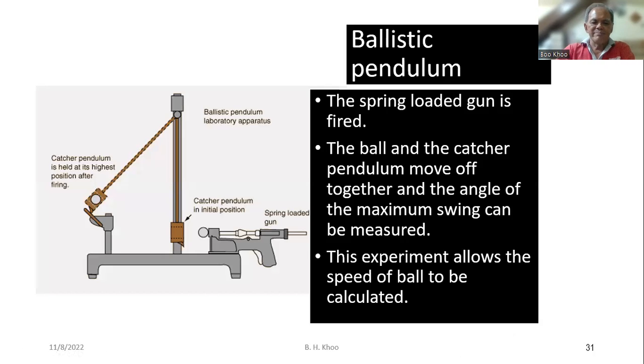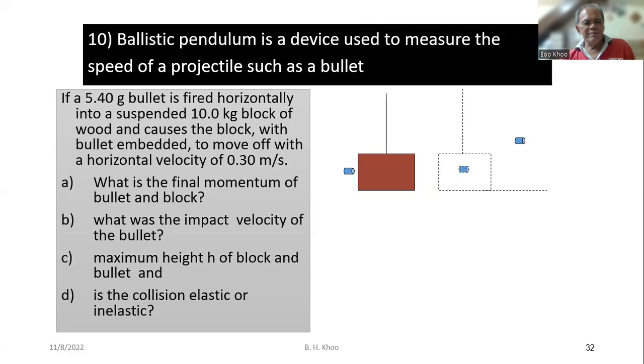Okay, that's a ballistic pendulum. That's the ball, and that's the catcher. The pendulum is initially at rest. You load the gun, compress the spring, and then you fire the gun. The ball will hit the catcher, and the catcher will swing to a height, and you can measure the angle from there. It's the ballistic pendulum, used to measure the speed of the ball. Okay, have a go at this question. A ballistic pendulum is a device used to measure the speed of a projectile, such as a bullet.